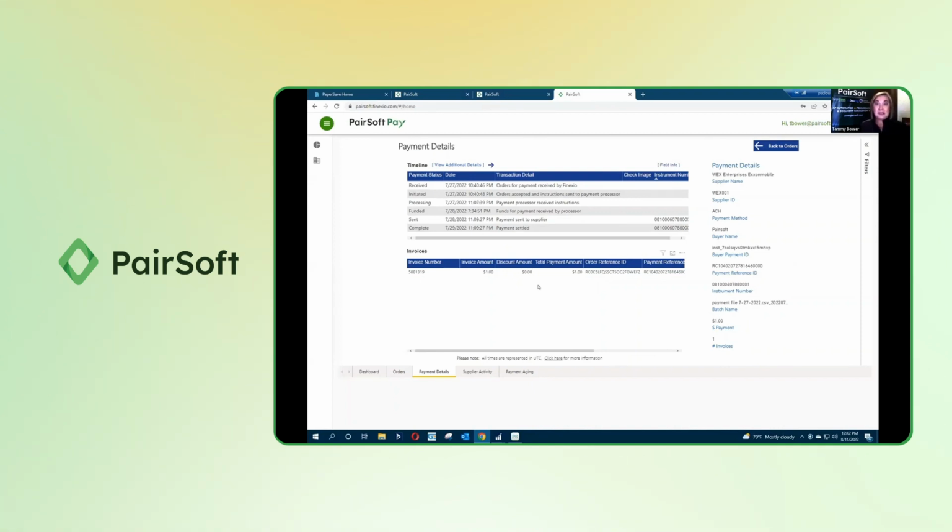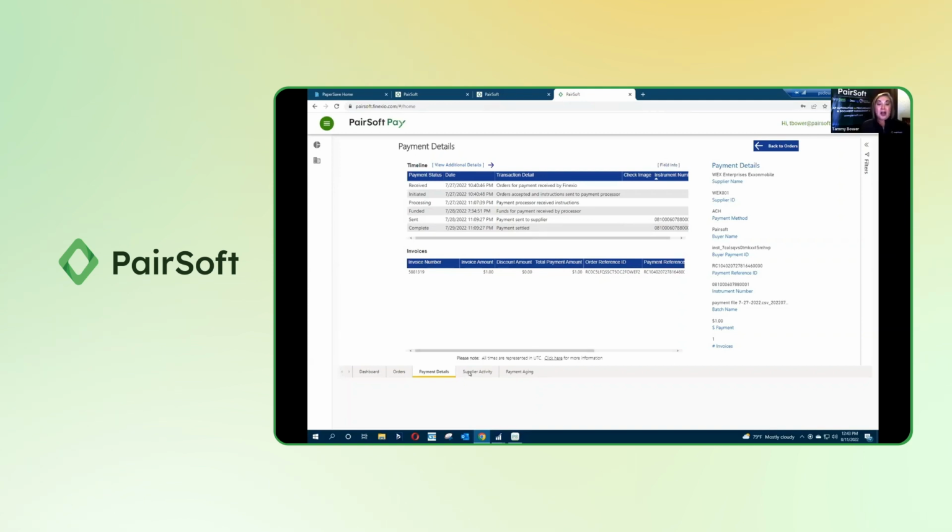It was funded, meaning the funds were taken out of the funding source. The payment was sent, and the payment settled means that the supplier, the vendor, has received those funds, right? Whether it is ACH, wire, V card, or check, right? So all of this is done, and this information is right there at your fingertips.